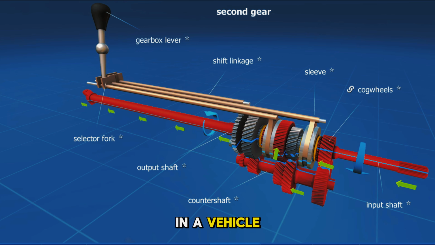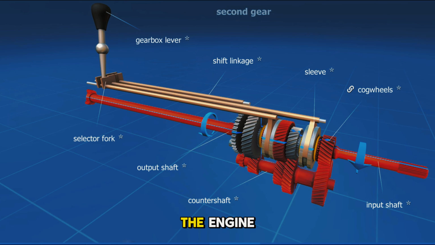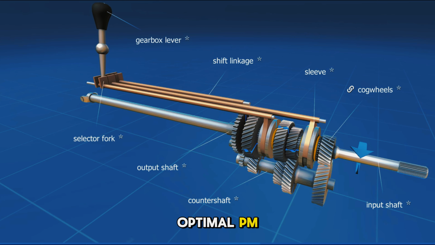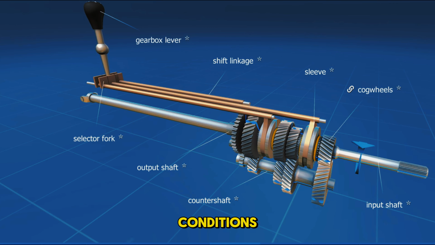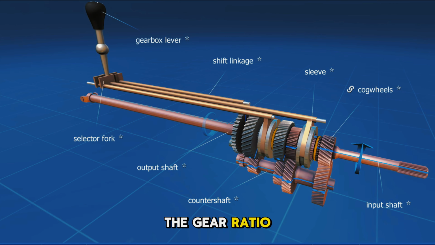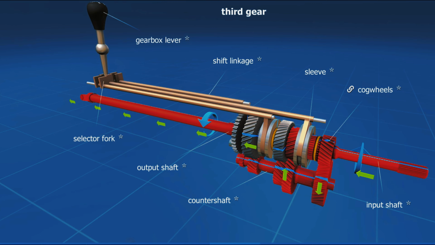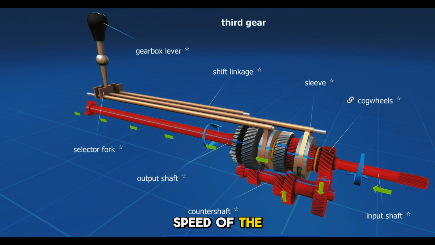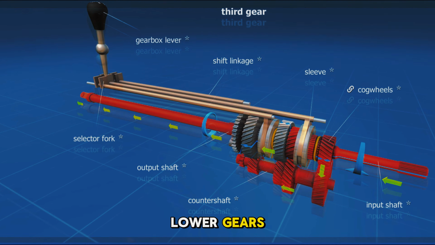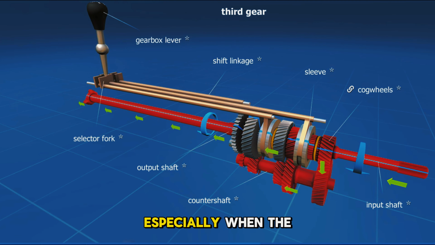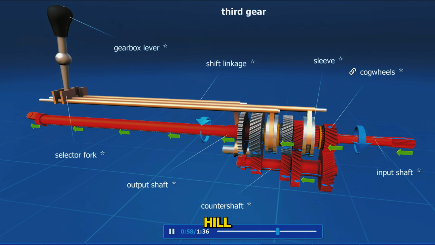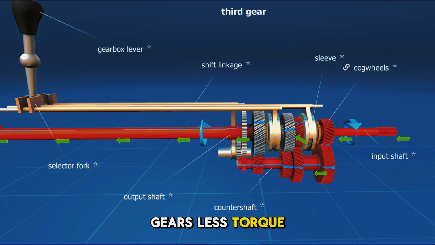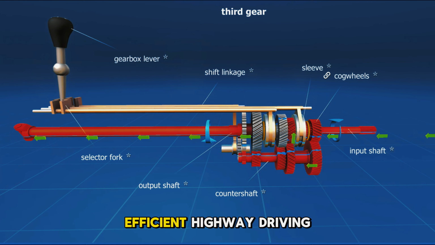The gear ratios in a vehicle are carefully designed to ensure that the engine operates at an optimal RPM across different driving conditions. The transmission system adjusts the gear ratio to balance the engine's RPM with the required torque and speed of the vehicle. For example, in lower gears, higher torque is necessary, especially when the car is starting or climbing a hill, whereas in higher gears, less torque but more speed is needed for efficient highway driving.